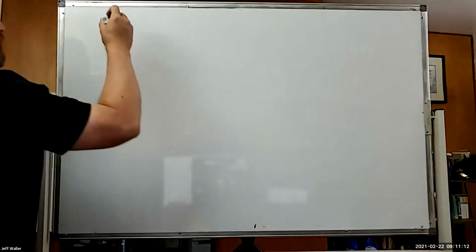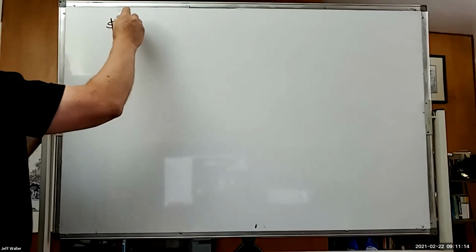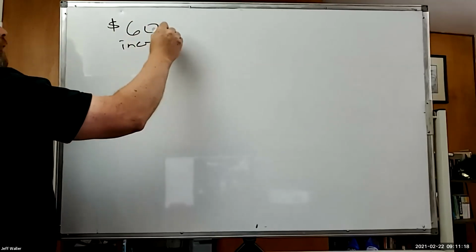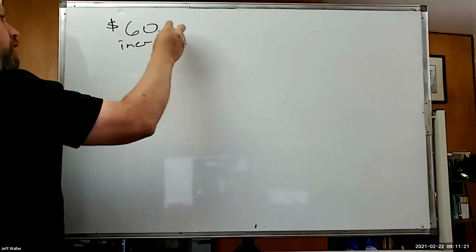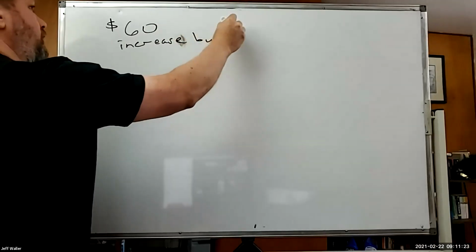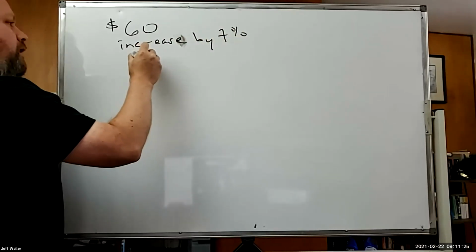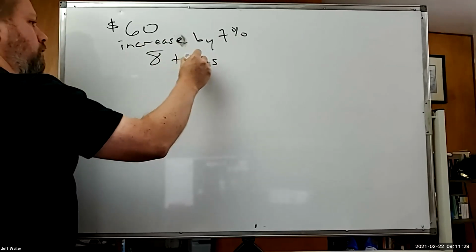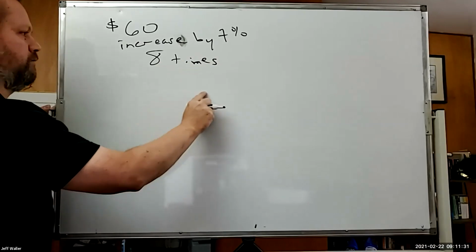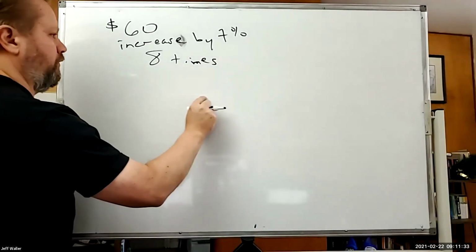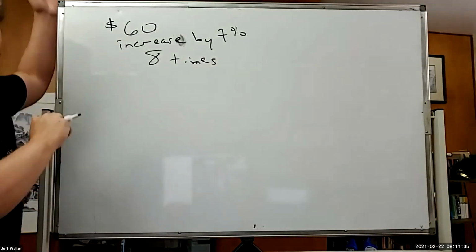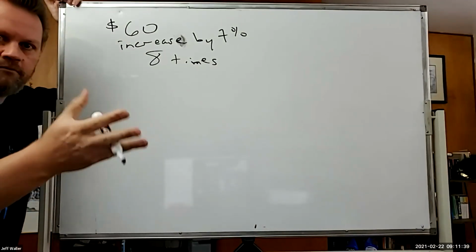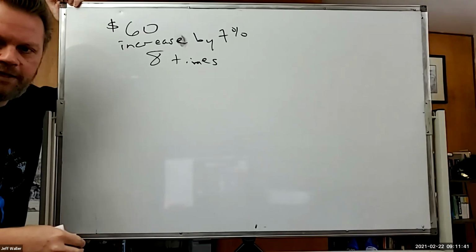So let's see. What if I have $60? I want to increase it by 7%. I don't want to do it 8 times. Can you write the expression for what you would put in the calculator? Don't say anything. Just take a couple seconds.